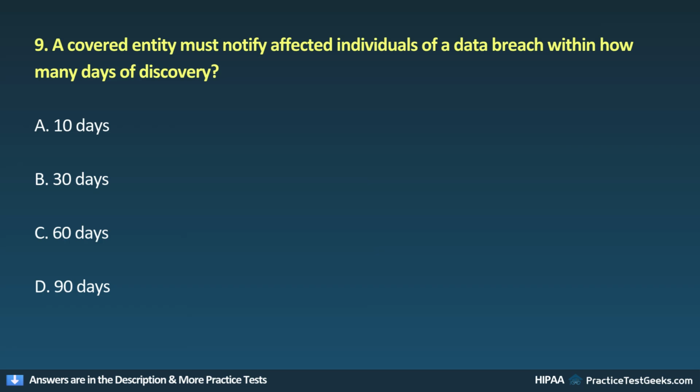9. A covered entity must notify affected individuals of a data breach within how many days of discovery? A. 10 days. B. 30 days. C. 60 days. D. 90 days.